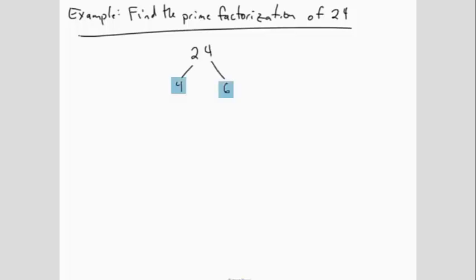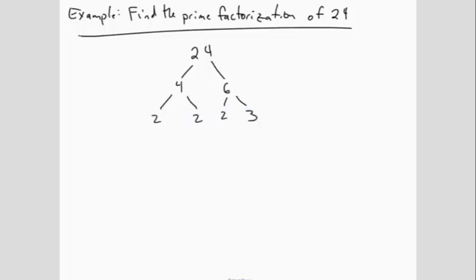And we will now look at the numbers at the end of the branches to see whether we can factor them any further. The number 4 can be factored into 2 times 2. And the number 6 can be factored into 2 times 3. And we just repeat this process. We will look at these numbers and see whether they factor. 2 is prime, and 3 is prime, so we cannot factor these any further. This gives us our prime factorization.